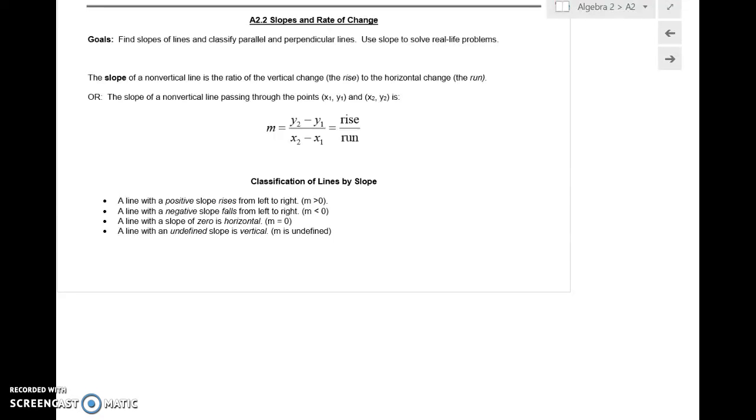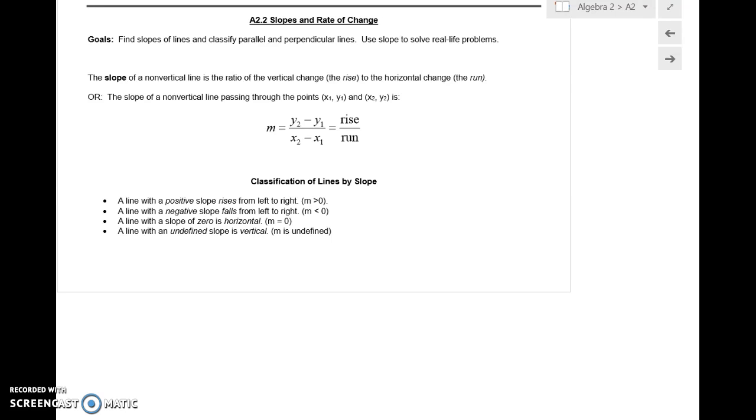The slope of a non-vertical line is the ratio of the vertical change, the rise, to the horizontal change, the run. If you have 2 points, you can label them x1, y1. The ones simply mean the first point, and x2, y2, the second point. And the slope formula is y2 minus y1, the vertical change, over x2 minus x1, the horizontal change.